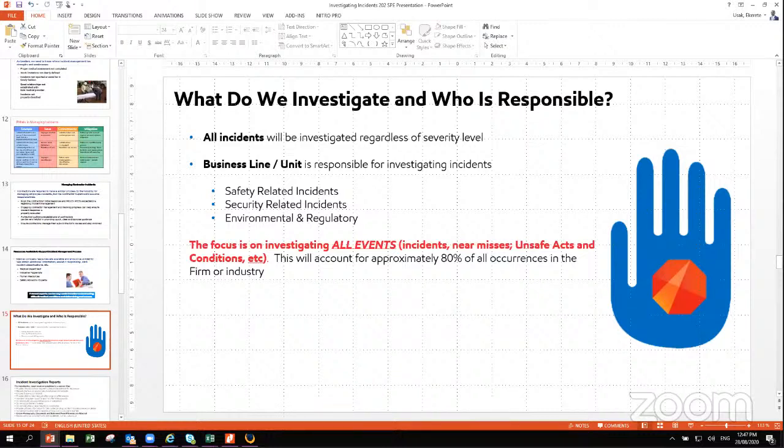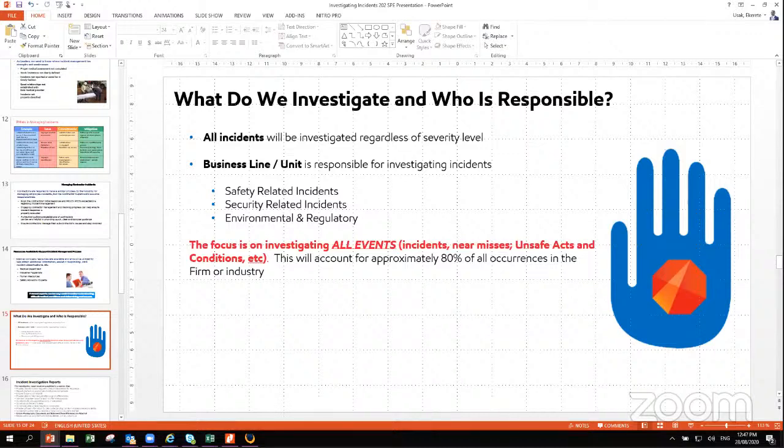Then remember that if you are working for a company, the department where the event happened is responsible for finding out or analyzing what happened. That is safety related, personnel issues, security, environmental, equipment damage, and all. And the important thing is that if we can go on to find out what happened and analyze all, we probably will end up analyzing 80% of what has happened in the industry.